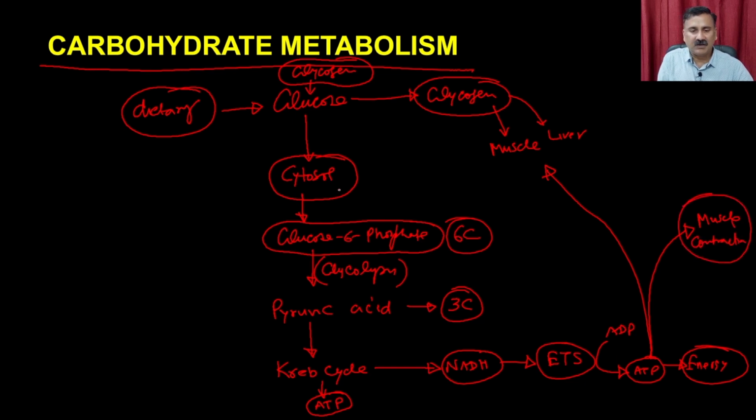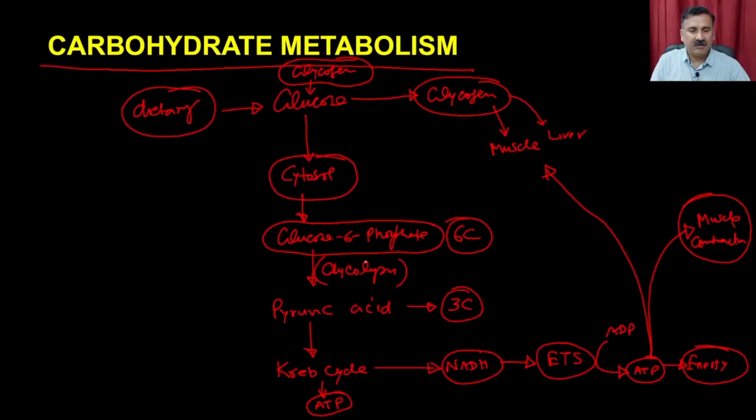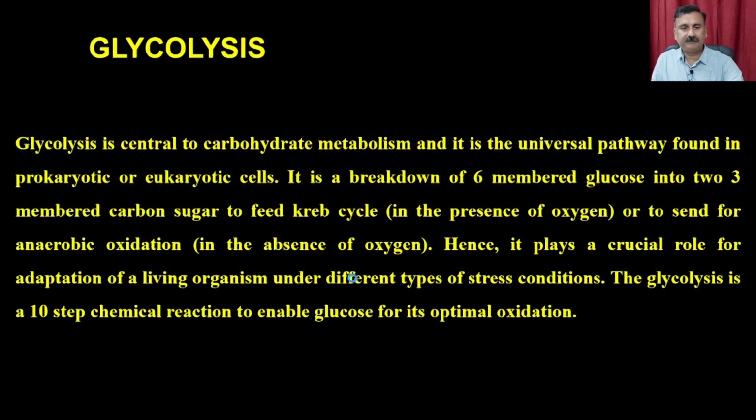Now, this is a central pathway through which the body is communicating with the various types of metabolic reactions governed by the enzymes. In the glycolysis, you have the 10 reactions. In the Krebs cycle, you also have many reactions which are being governed by different types of enzymes. So, let's start discussing the glycolysis.